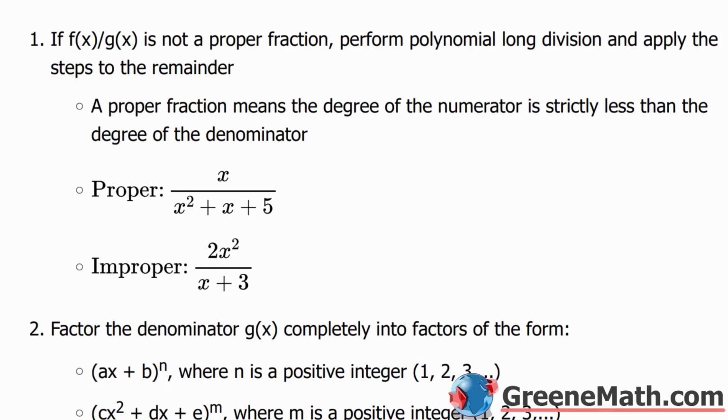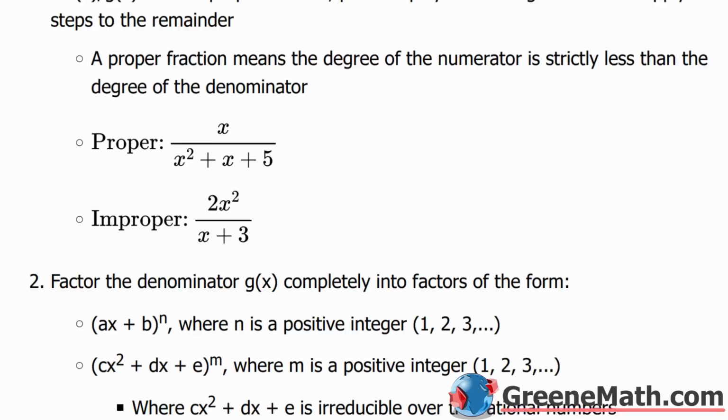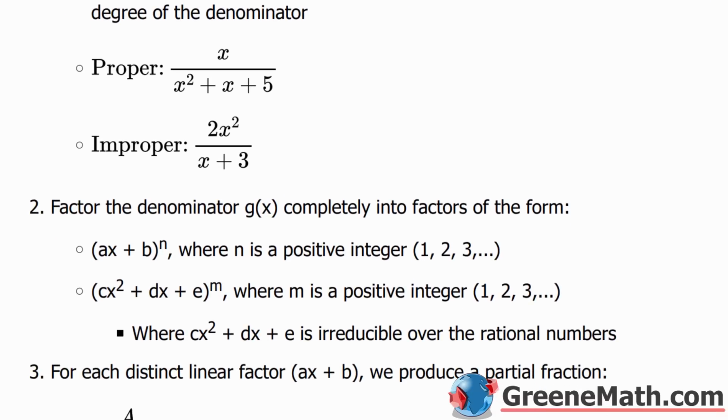When we talk about a proper fraction and you're dealing with a rational expression, well, that means that the degree of the numerator is strictly less. So it cannot be equal and it cannot be greater than the degree of the denominator. So I have two examples here. So one for a proper and one for an improper.